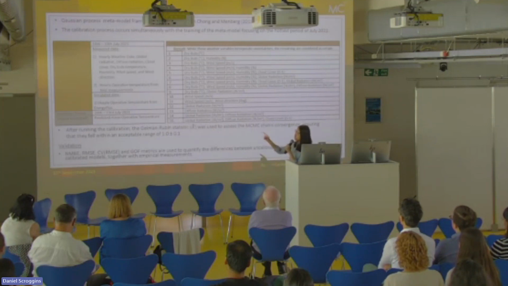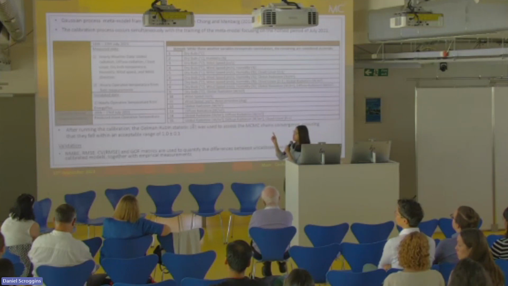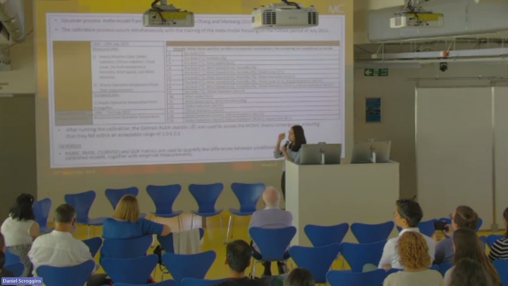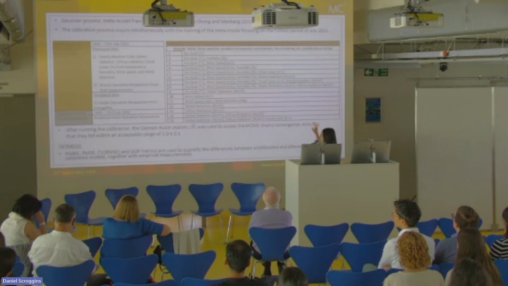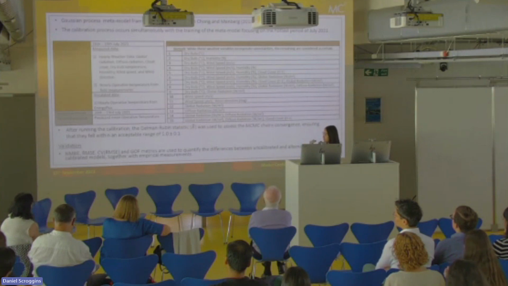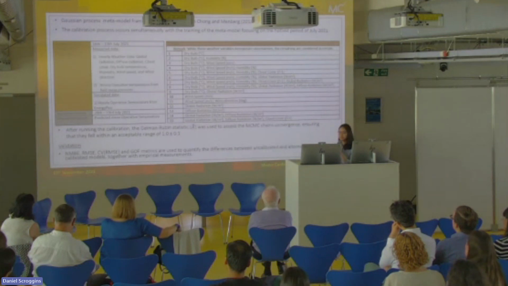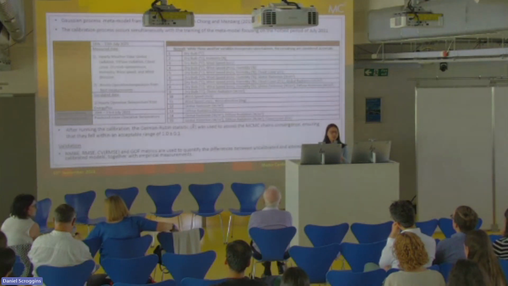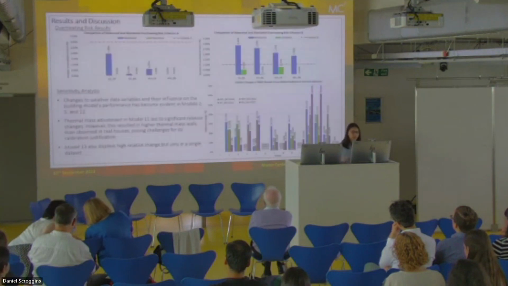As you can see from the table, the training input parameters are measured data from 16 to 19 July, for the first 4 days. And then the calibration process was done on the latest 4 days, with the output being the predicted mean operative temperature. And these are the 15 iterations that were done with the groups of alternative variables. After running the calibration, R-hat was used to assess the chains to make sure that they fall into the acceptable range. And then the validation approach used metrics to quantify the differences between the uncalibrated and the calibrated models. Then comes the results.